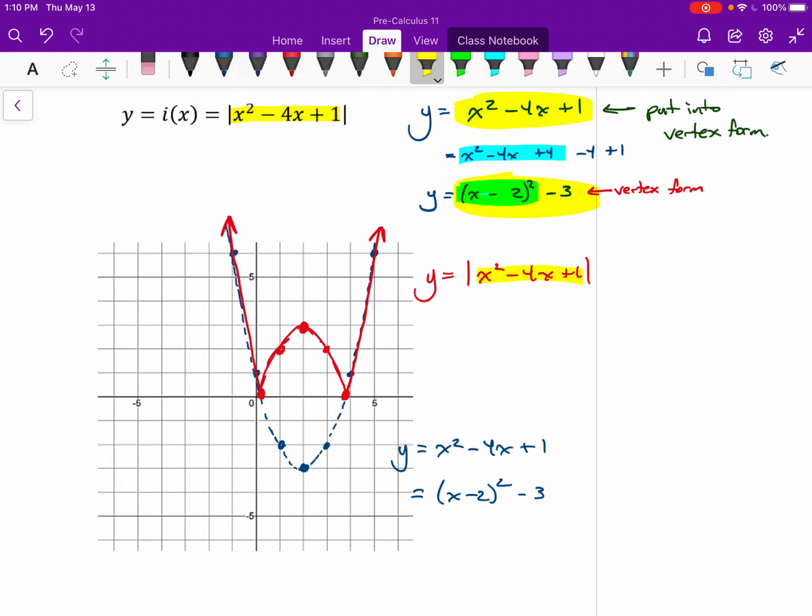And so in this case, yeah, I had to put it in vertex form, but once we remembered how to do that, it didn't have to take that long.